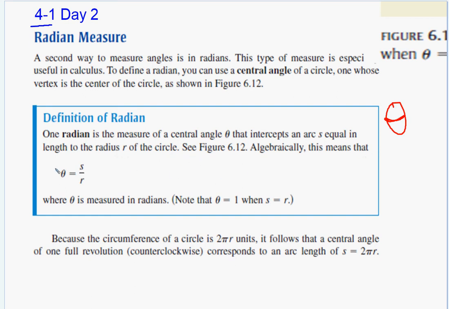Algebraically, this means that the angle theta is equal to S divided by the radius. Angle theta is measured in radians. Because the circumference of a circle is 2 pi r units, it follows that the central angle of 1 full revolution corresponds to the arc length of S equals 2 pi r.